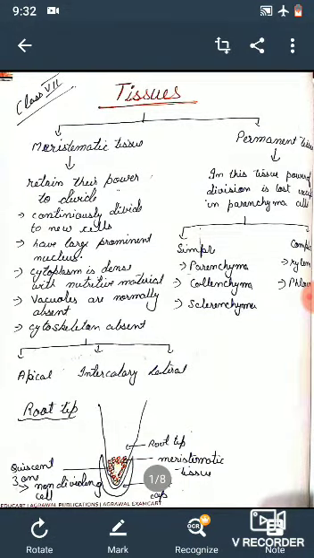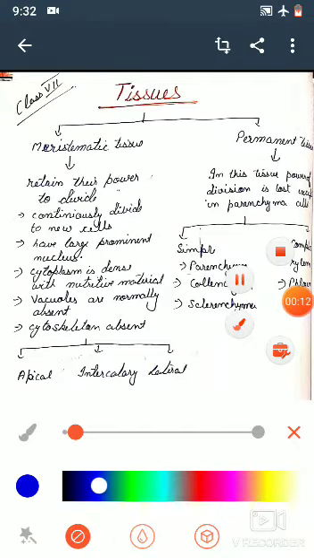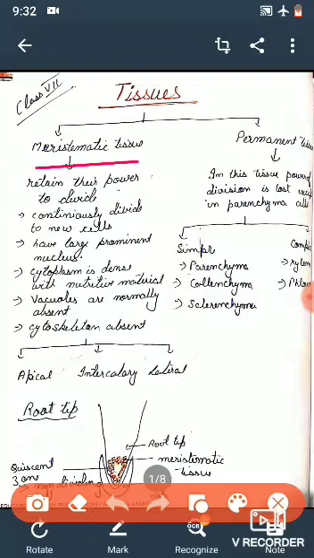Good morning, children. In this video, we will be talking about the plant tissue. So, plant tissue are basically of two types, meristematic and the permanent tissue. Meristematic tissue and the permanent tissue.